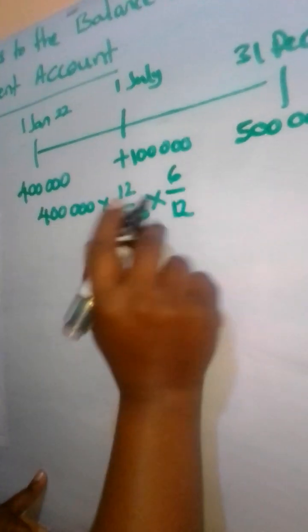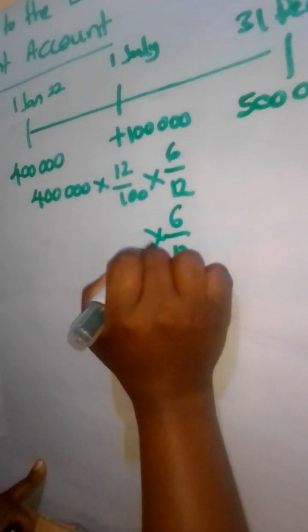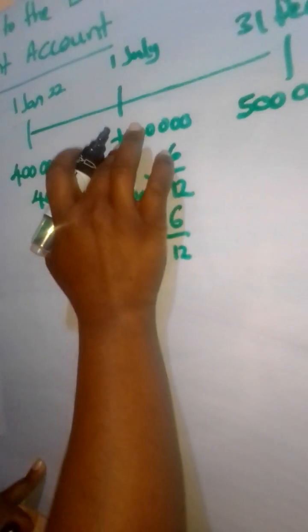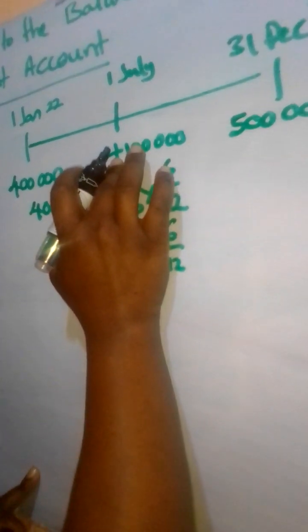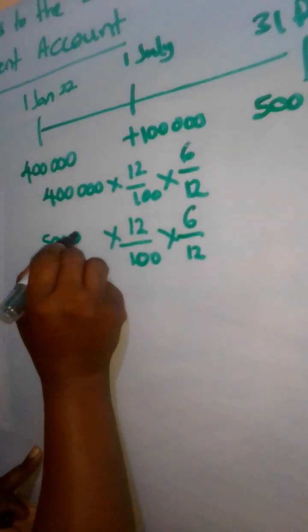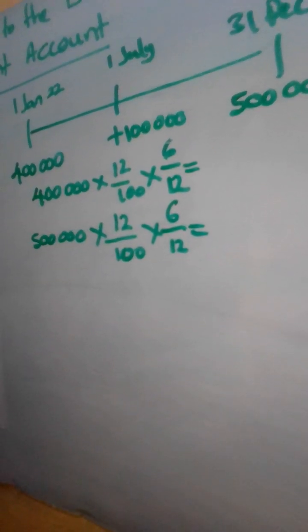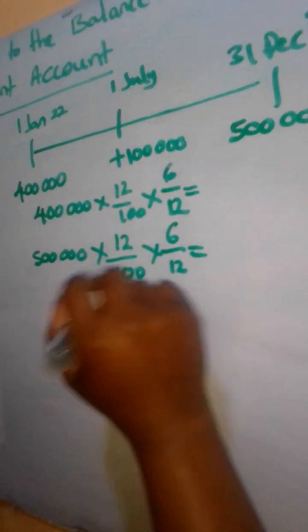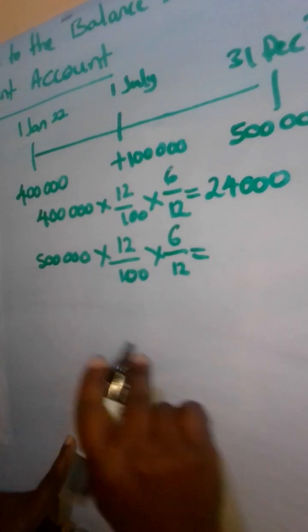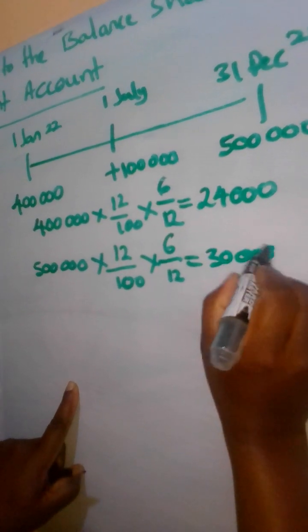Okay, so if we have already calculated for 6 months, it means there are also other 6 months remaining. So we're going to say 6 over 12 times the percentage, which is 12%, multiplied by, from here the capital became 500,000 because 100,000 was added. So we are going to say times 500,000. Okay, let's do our calculation. 400,000 times 12% times 6 over 12, we are going to have something like 24,000. Okay, and then when we say 500,000 times 12% times 6 over 12, we have something like 30,000.